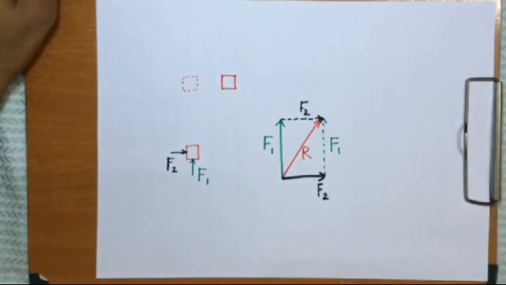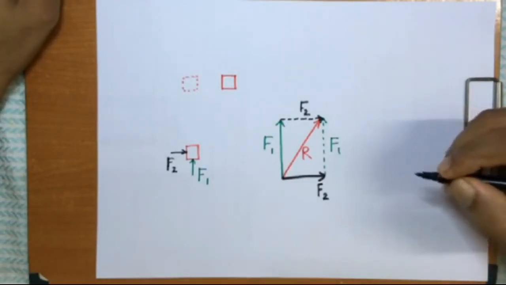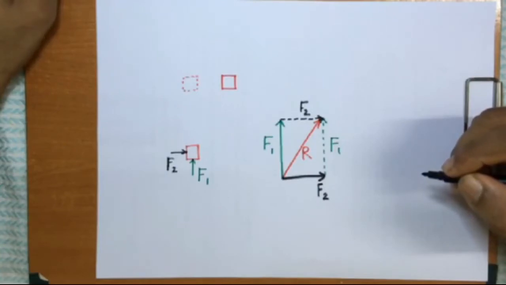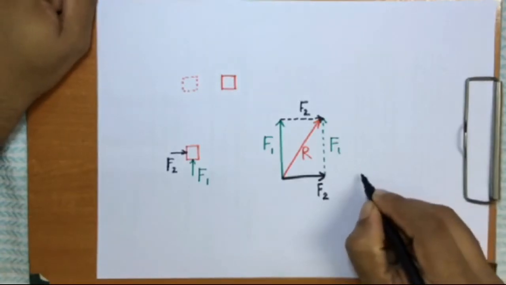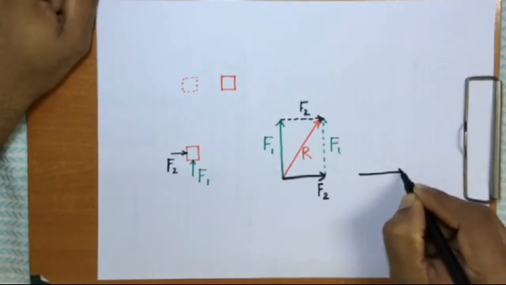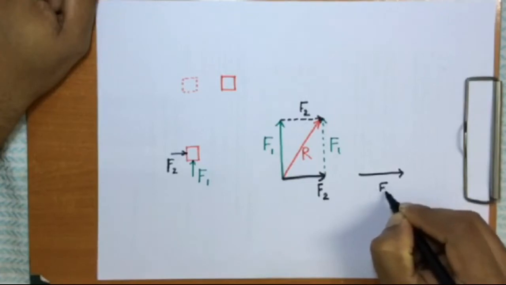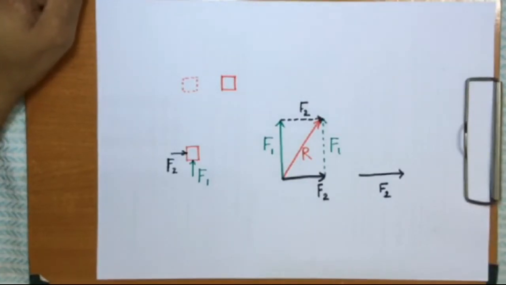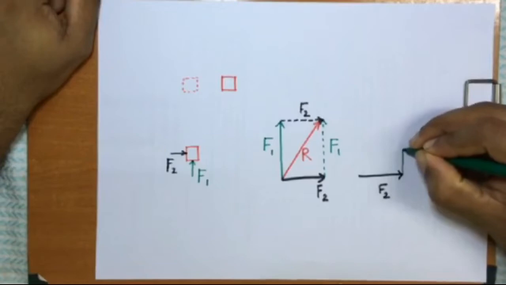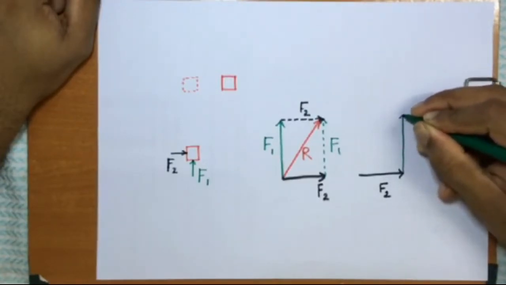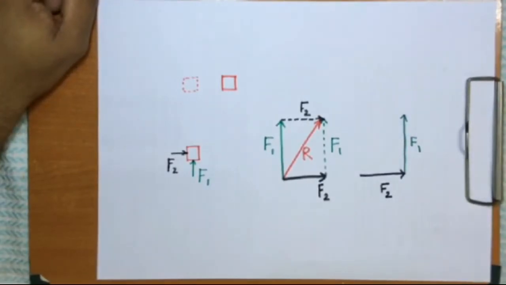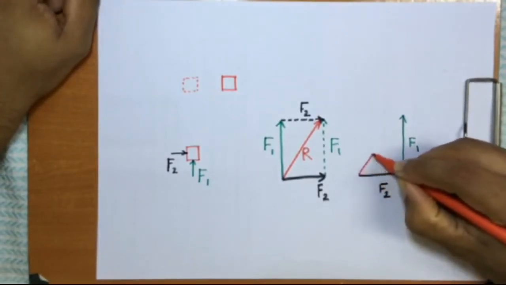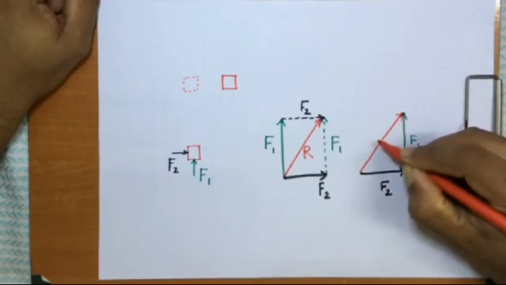Now you have a similar law which also comes into play here, that is nothing but the triangle law. In the triangle law, what you do is you keep the first force like this, say let me take the first force to be F2, and then you have the next force like this, say F1. So the resultant would be like this, R.